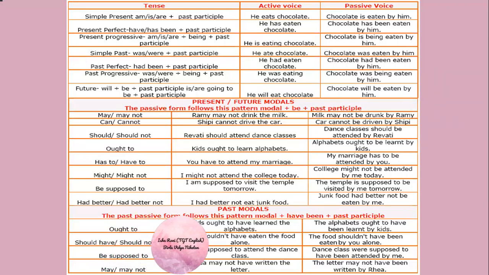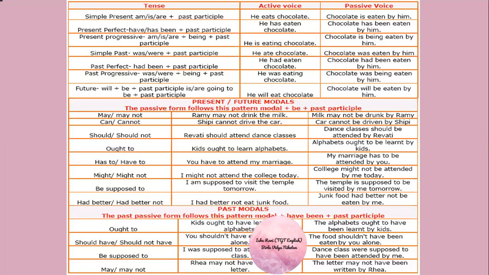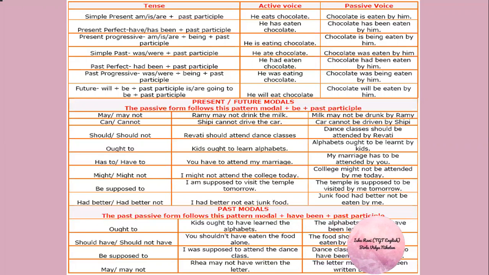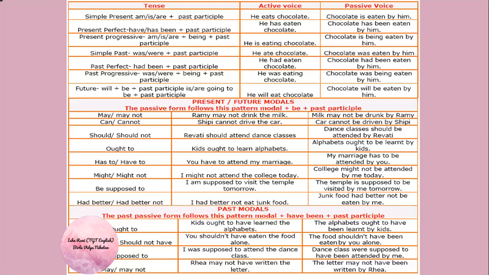Now, look at the modals, which says present slash future modals. You would notice the structure as modal plus be plus past participle. So, for instance, the first sentence, Rami may not drink the milk, changes to milk may not be drunk by Rami. In the past passive form, we have modal plus have been plus past participle. Again, let's take, for example, the last sentence. Ria may not have written the letter in the active form, changes to the letter may not have been written by Ria in the passive form.